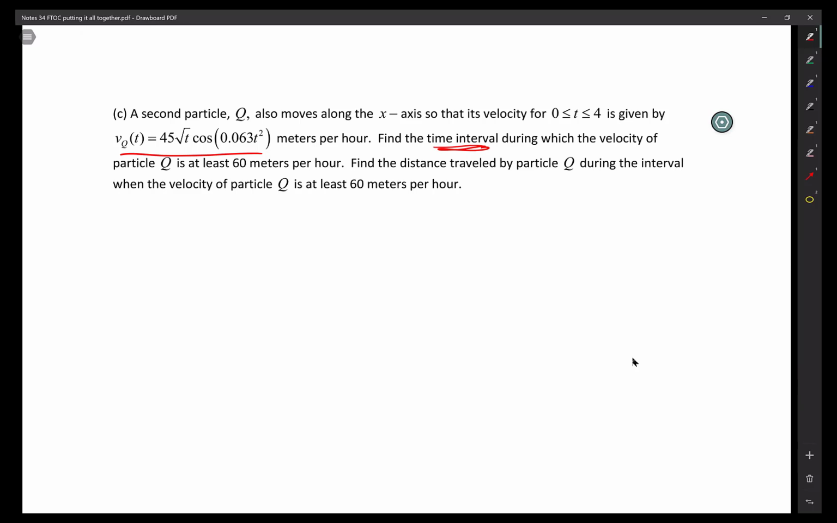Well, okay, that's a lie. I did this question in 2019, but it's been a while. I can't remember it. It's giving me hints that this particle goes faster than 60 meters per hour because it says the word least, and it says that I want a time interval. So that means there's probably an interval where I'm going at least 60 meters per hour. So what you want to do, you want to do this.